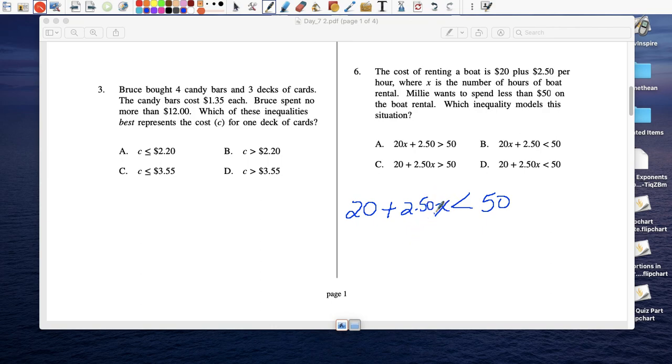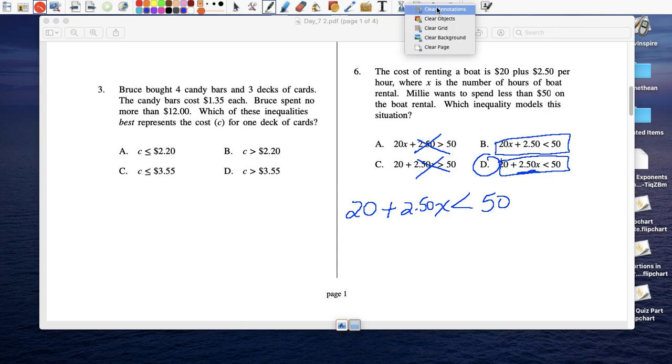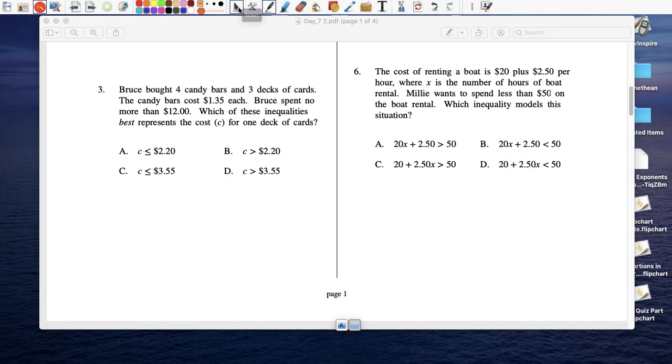So that's an inequality. Now, less than 50, is there anything that looks like less than 50? Well, yeah. This one here and this one here, right? So these two are out because he doesn't have more than 50 to spend. So you don't even have to look at those. So which of these two looks like the one I have? 20 plus 2.50x, less than 50. And the other one says 20x. It's not $20 per hour. It's $2.50 per hour. So the correct answer is D, right? Because that has the relationship we're looking for. All right, so this one looks okay so far.